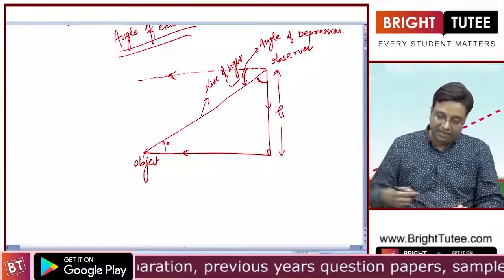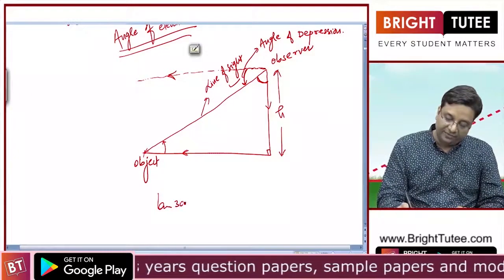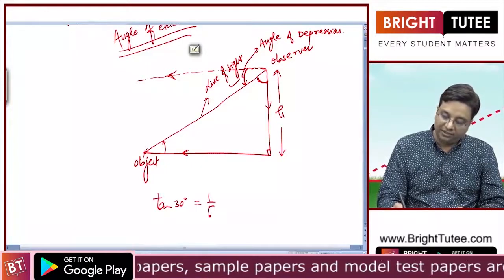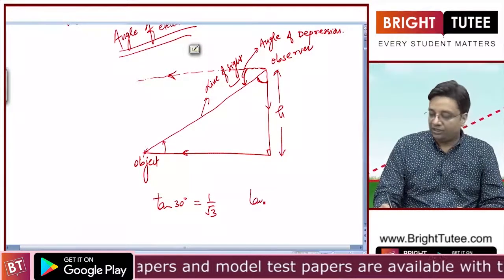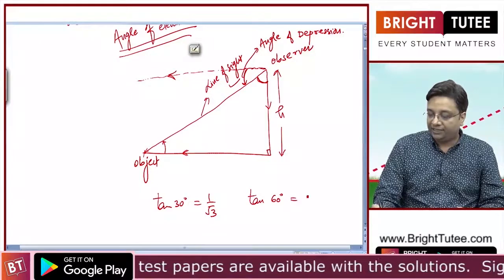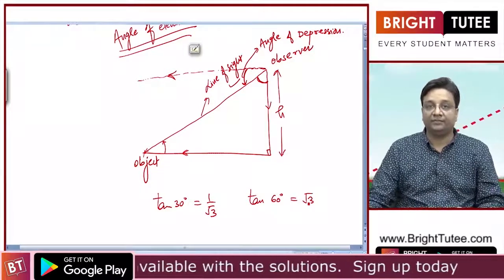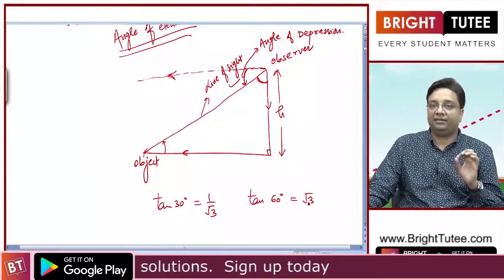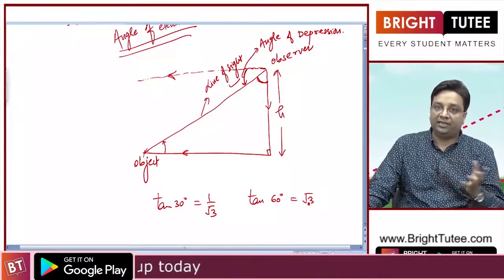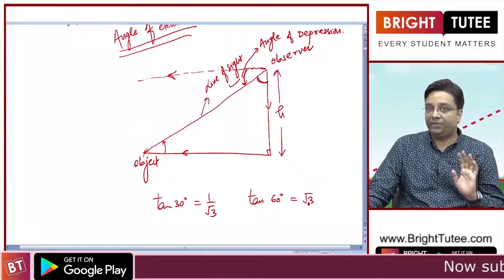So you need to take care of these terminologies and you should be thorough with the values of angles like tan 30. How much is tan 30? It is 1 by root 3. What is tan 60? Tan 60 is root 3. So you should be thorough with values of all the angles that we taught you in the chapter of trigonometry.